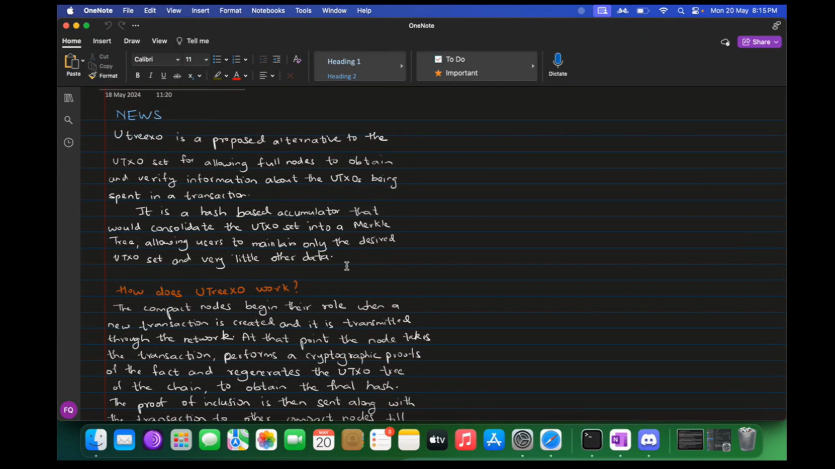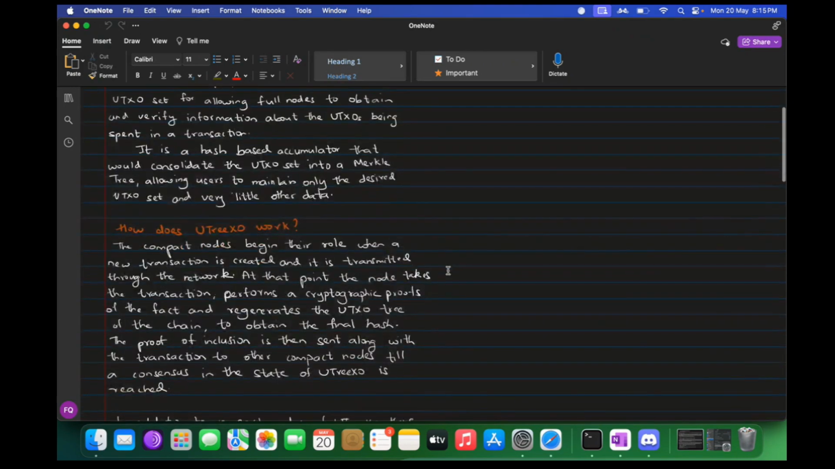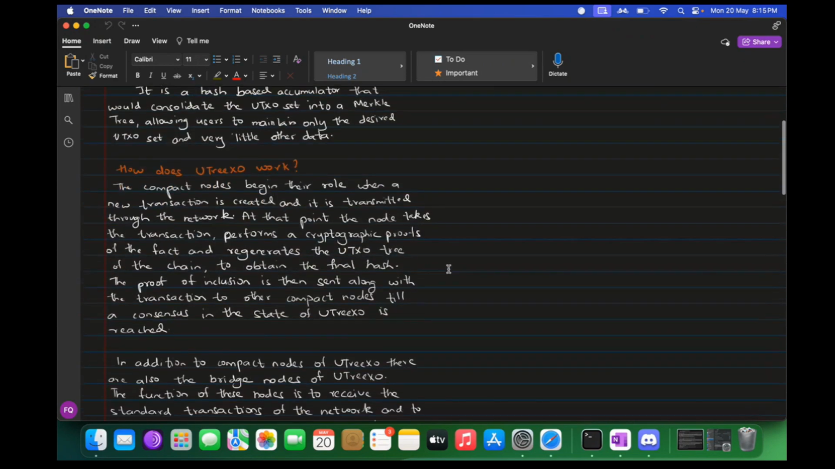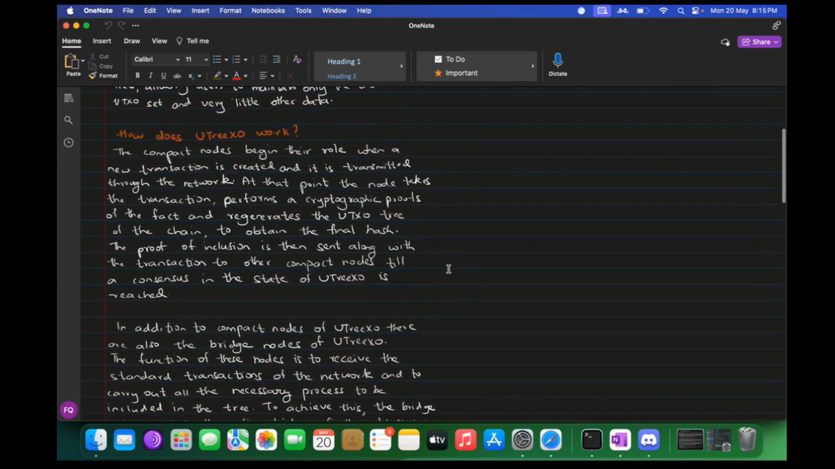Now there's more to it. For UTreeXO to be implemented, you need different types of nodes. First are referred to as compact nodes, the second are referred to as bridge nodes, and the third are regular nodes. Because you cannot force everybody to comply with this mechanism. What if somebody does not want to store a UTXO root, and wants to store the entire UTXO set and doesn't want to comply with this proposal? You cannot rule them out of the network.